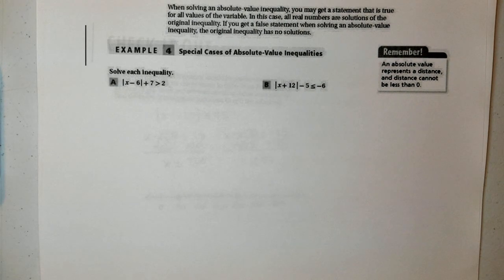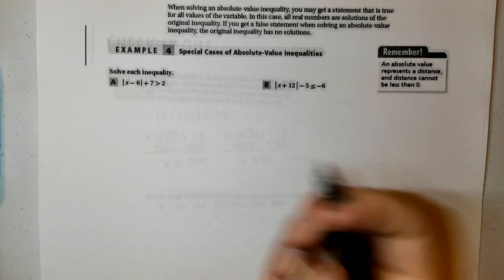Example 4. So when solving an absolute value inequality, you may get a statement that is true for all values of the variable. In this case, all real numbers are solutions of the original inequality. If you get a false statement when solving an absolute value inequality, the original inequality has no solutions. So this is similar to when we solved our equation and we got no solution or infinitely many solutions. The same thing applies here with our absolute value inequalities.